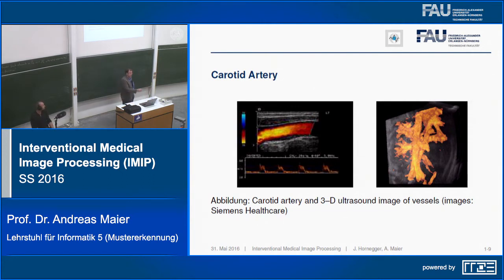So with this, you can actually monitor and try to do preventive measures if you have a narrowing of your carotid artery. For example, you could put in a very tiny mesh that holds back the plaque and fixes it within the artery such that you don't suffer from stroke. And on the right-hand side, you also see a 3D visualization of the flow of vessels.